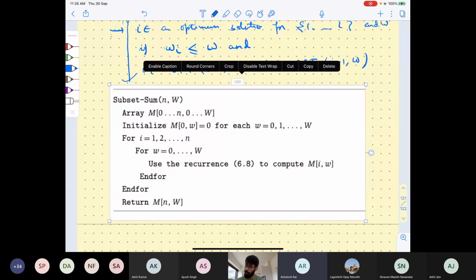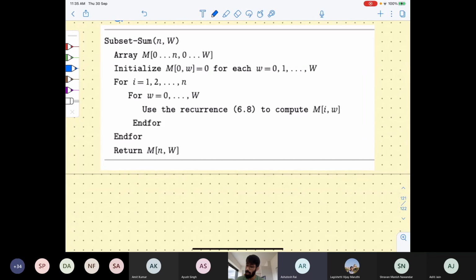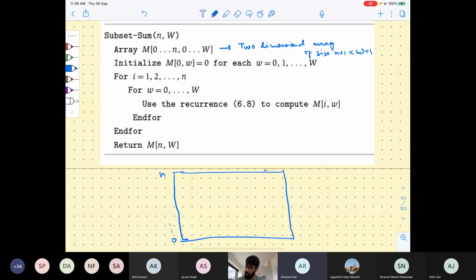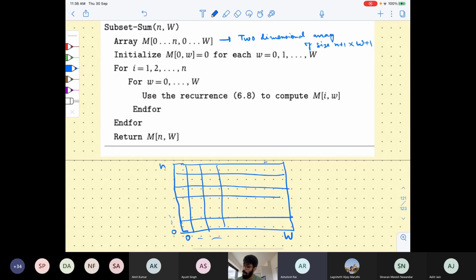Okay, so this is the algorithm, right? So what does the algorithm say? That now we have a two-dimensional array, now we don't have just a one-dimensional array. Of size, let's say, n plus 1 times w plus 1. So you have this table, and here you have 0 to n, and on this side you have 0 to w, and you have these cells. And the final answer is here.